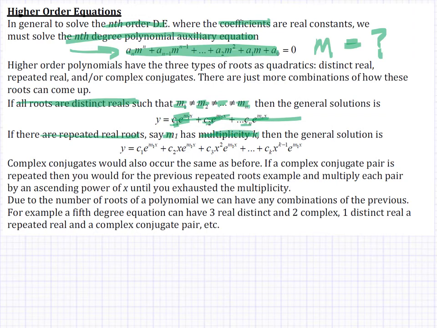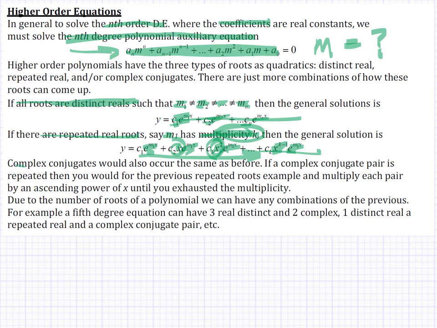So that tells us that e to the m1x is one solution. And the second solution, we already know, should be x e to the m1x. And then the third solution should be x squared e to the m1x. And then x cubed e to the m1x, all the way up to x to the k minus 1 e to the m1x. So you just keep adding an extra x every time it's repeated. 2, 3, 4 times, you have to write all of them out. Every time adding an extra x onto the front here. So x to the first, x to the second, x to the third, all the way up to one less than whatever the multiplicity is.